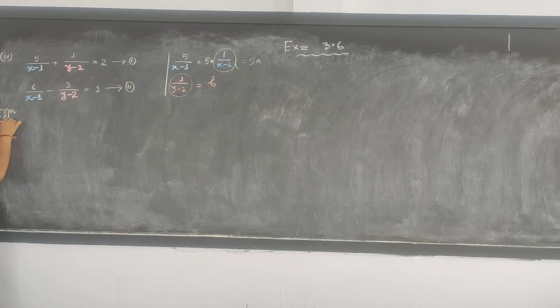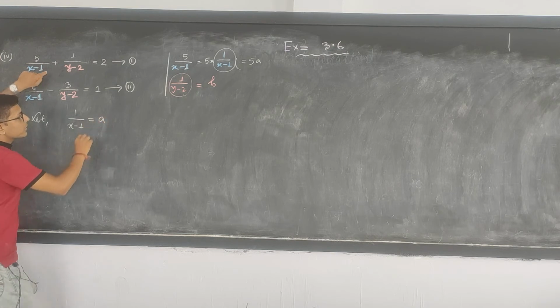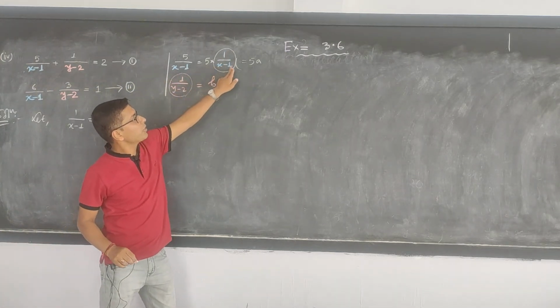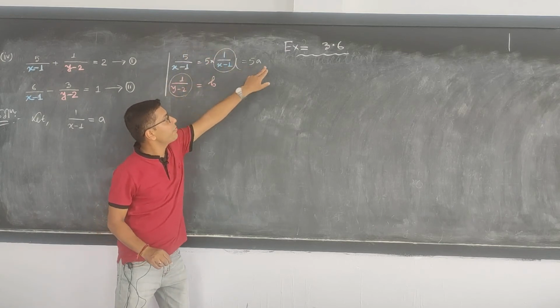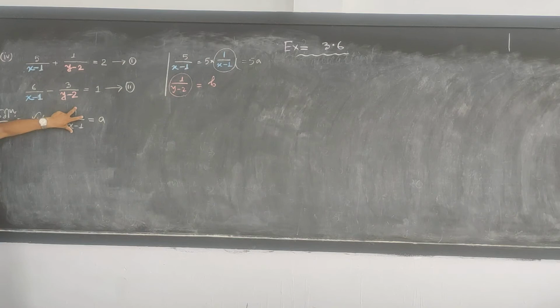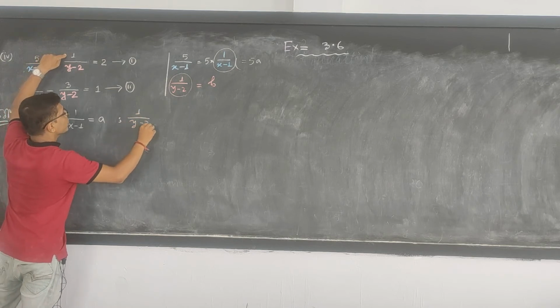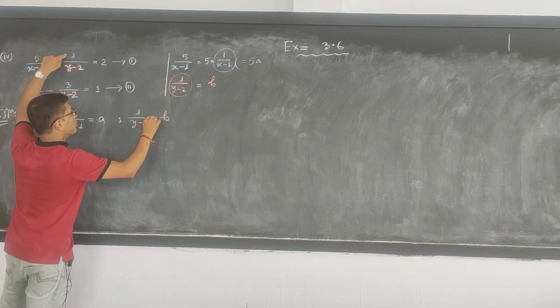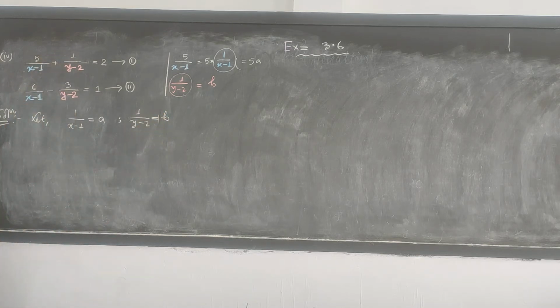सॉल्यूशन सबसे पहले, let 1 by x minus 1 is equals to a, जैसे कि हमने यहाँ पे लिखा है 1 by x minus 1, इसको हमने क्या माना है, ये पूरा का पूरा क्या है, a. 5 into a is 5a. 1 by x minus 1 is wholly considered as a, and this 1 by y minus 2 is wholly considered as b. So one is a and the other is b. It is considered like that. Okay.